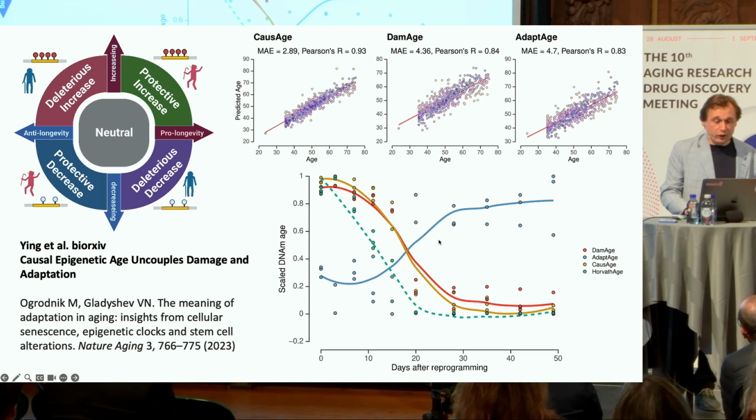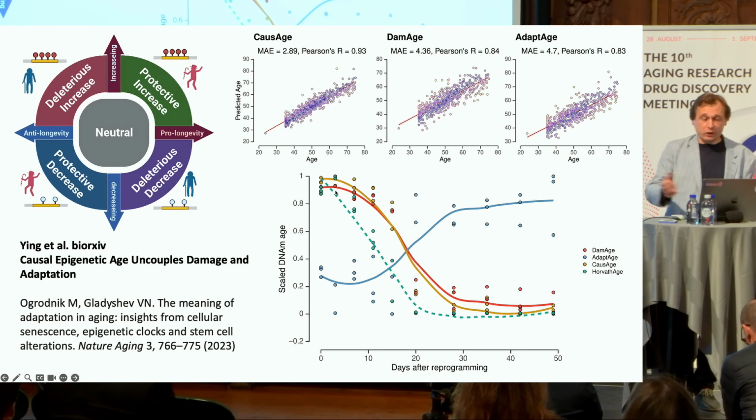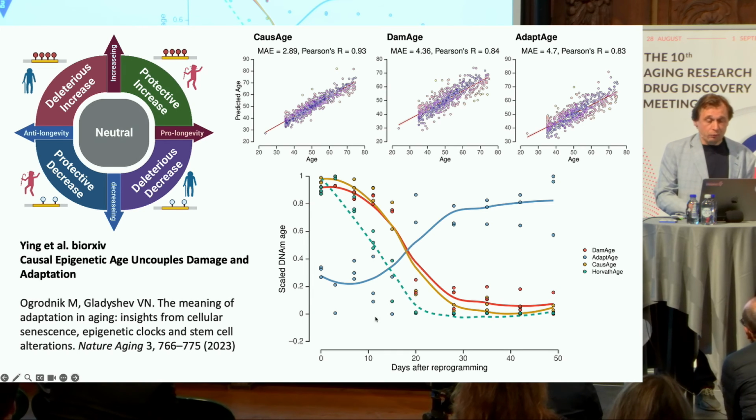And an example of this is shown here. When we reprogram cells from fibroblasts to iPS cells, the damage-based clock works to show rejuvenation, but the adaptive age clock does not.